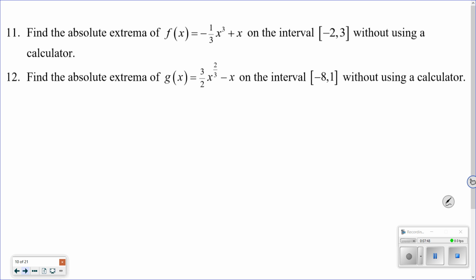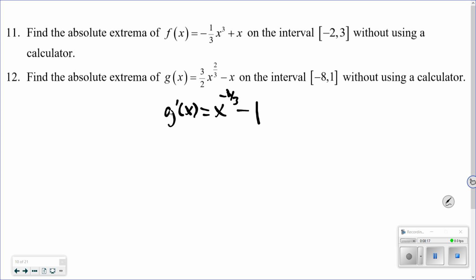Let's just do number 11 up there. Actually, let's do 12. So let's find the absolute extrema for g of x equals 3 halves x to the 2/3 minus x on the interval from -8 to 1. So start out by finding the derivative. We need to find our critical numbers. So if the 2/3 drops down, 2/3 times 3 halves is 1. So I have x to the -1/3. Got to subtract 1 from the exponent. Minus the derivative of x, which is 1.